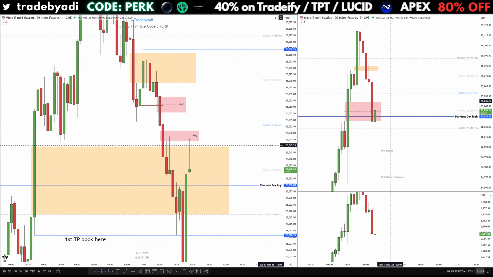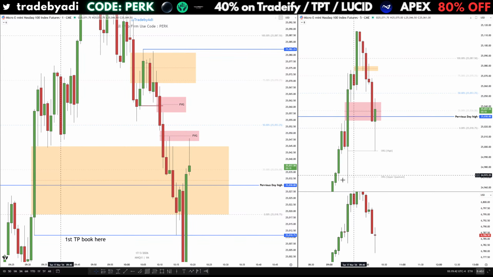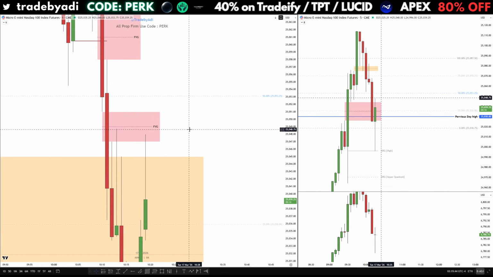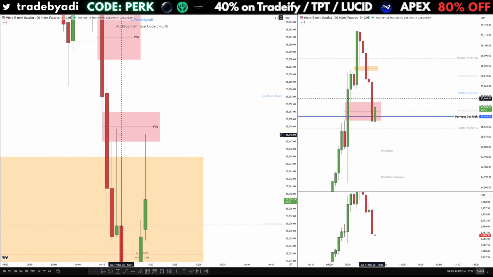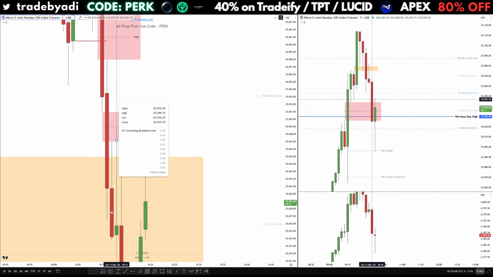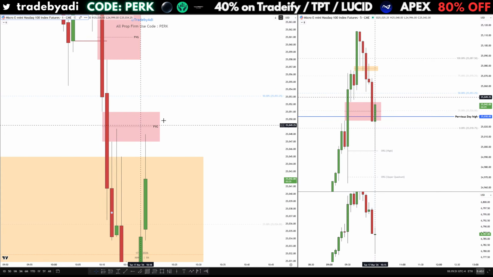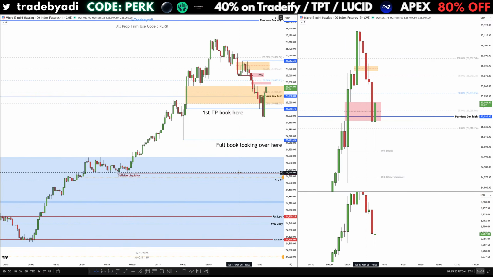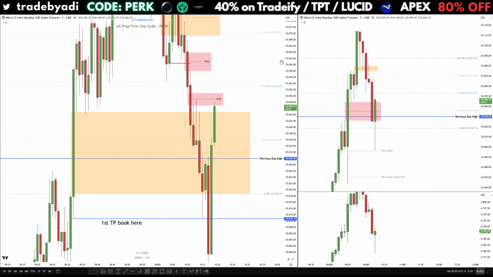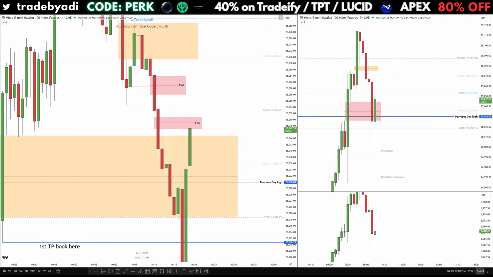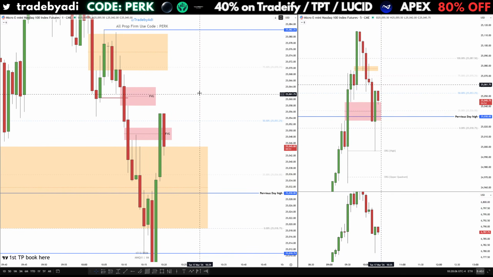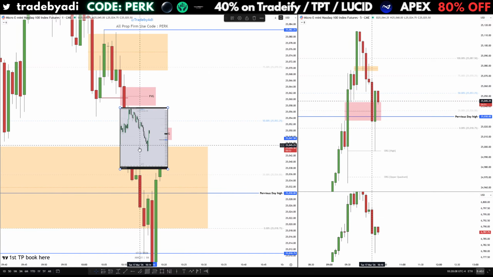It still has not taken out my SL. My SL was over here, still waiting on this high, this high. Let's see. Most likely it is going to take out. I hate this price action, guys. I'm telling you, I hate this.